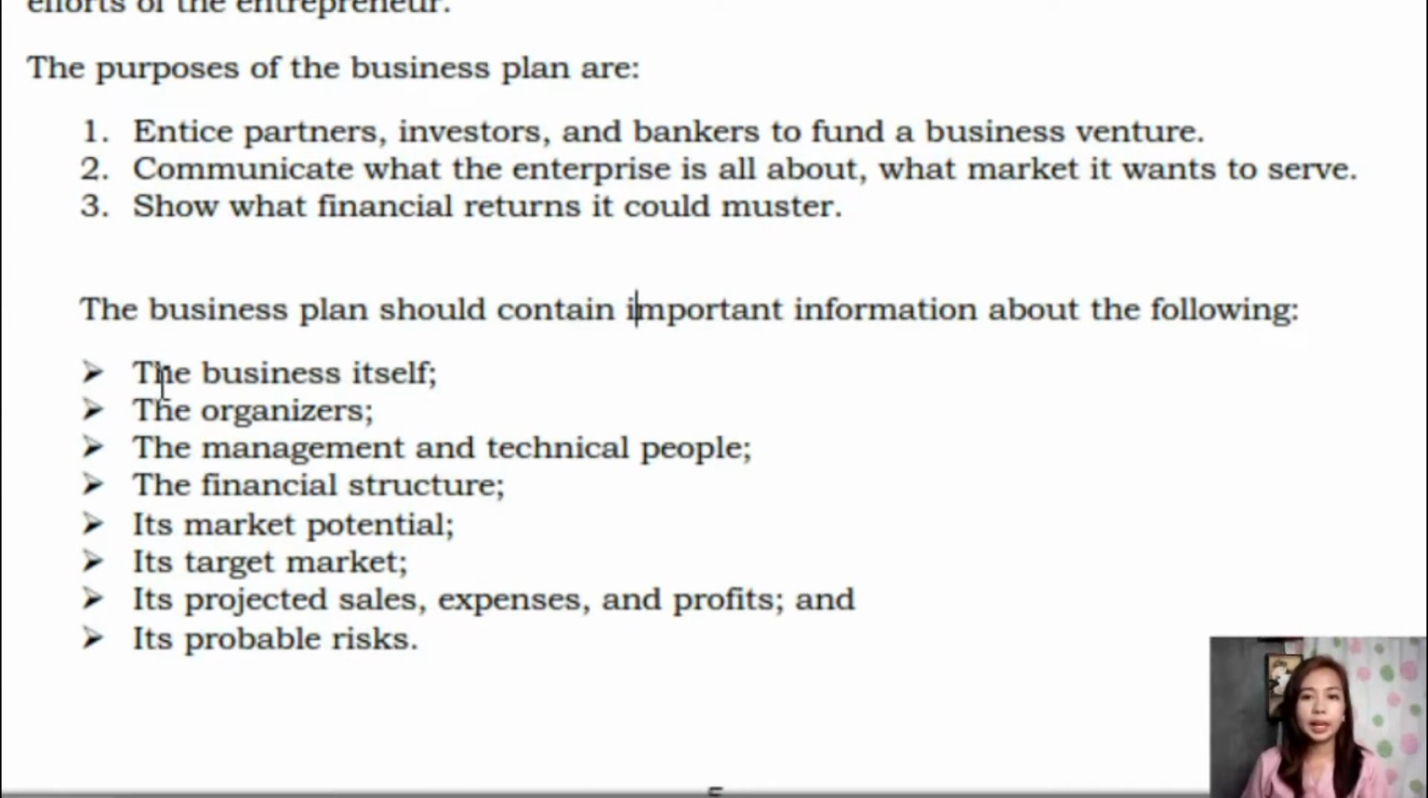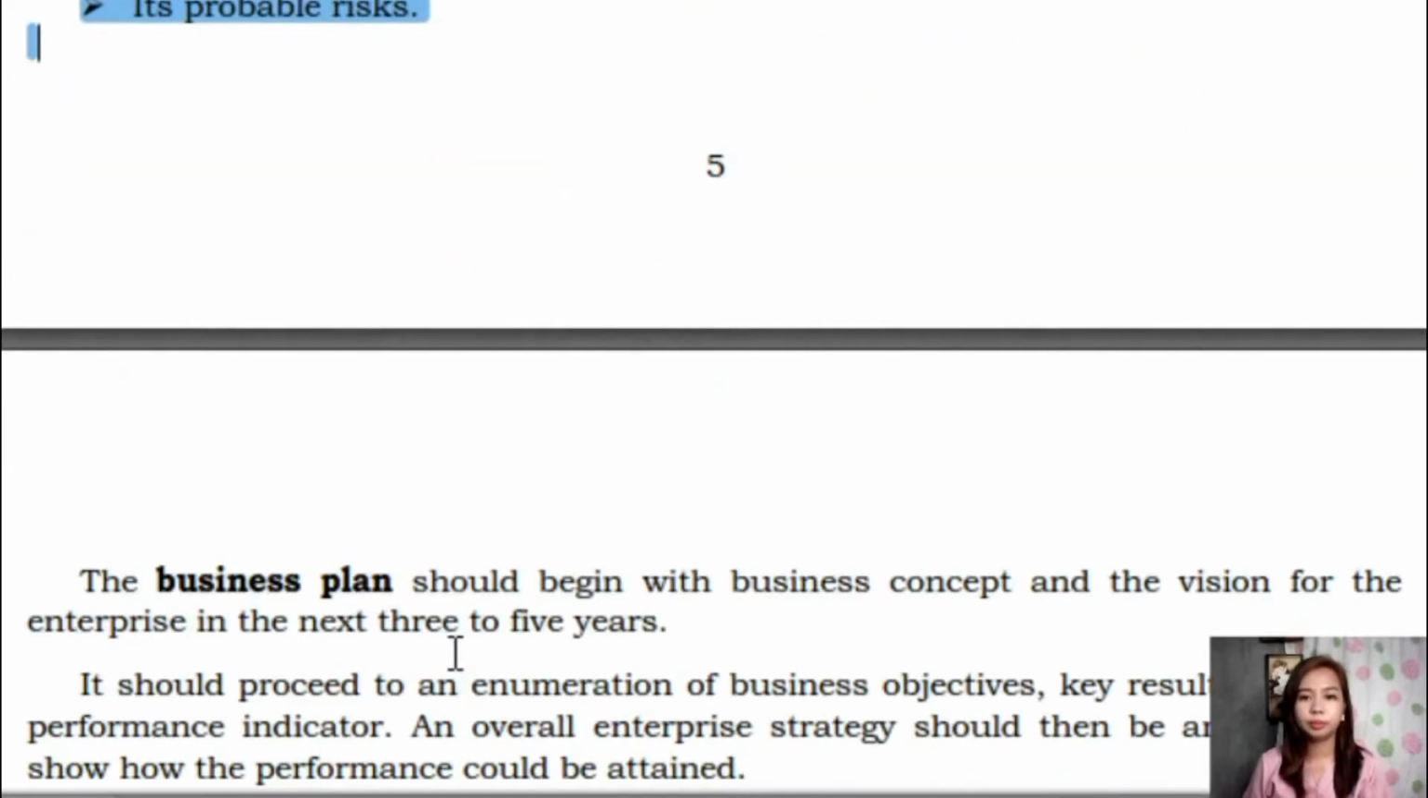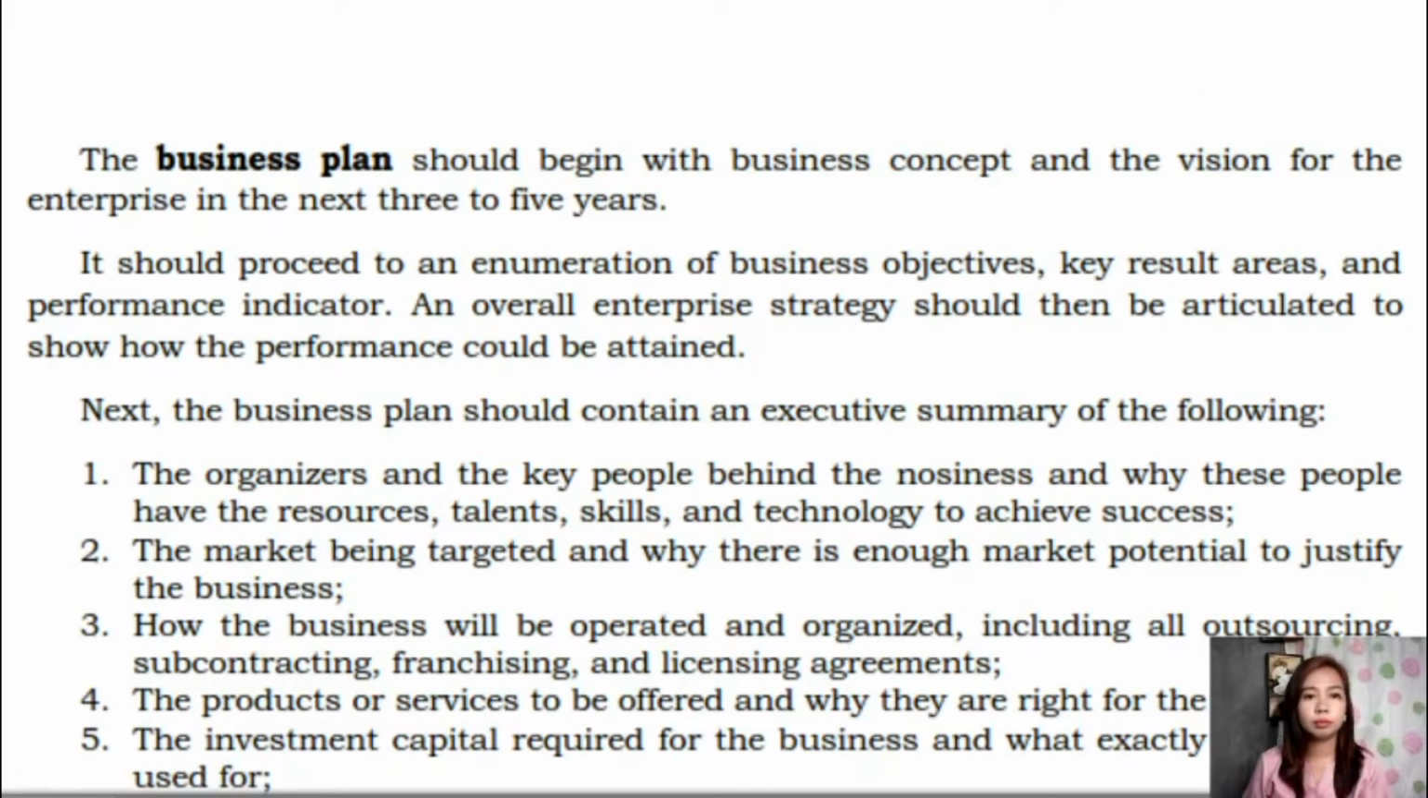I have seen these in your business plan. Okay, so the business plan should begin with the business concept and the vision for the next 3 to 5 years. Usually the business plans range here, especially the financial statements you will make. Some of you already made projected financial statements for 3 to 5 years, and some did not. But it's fine. At least they have a vision of how much they can use and how much they can earn for the next 3 to 5 years.